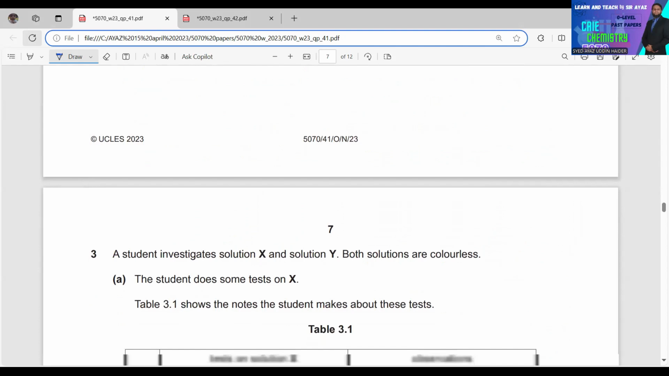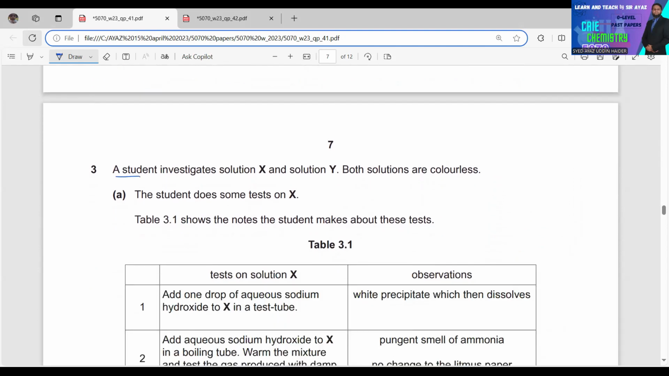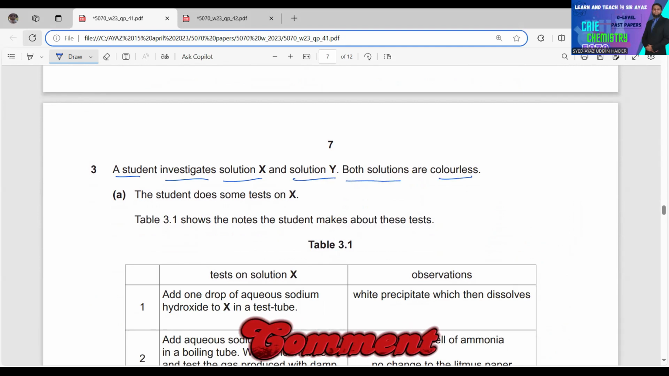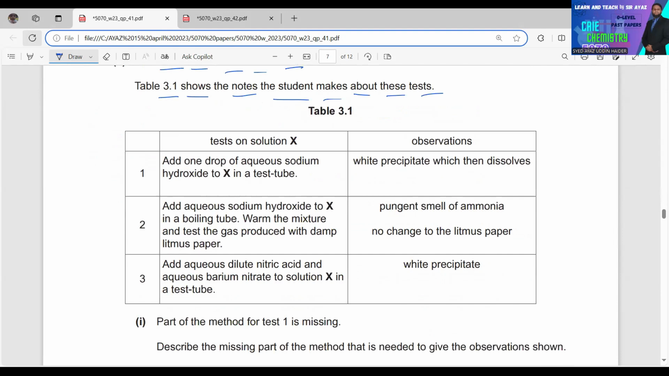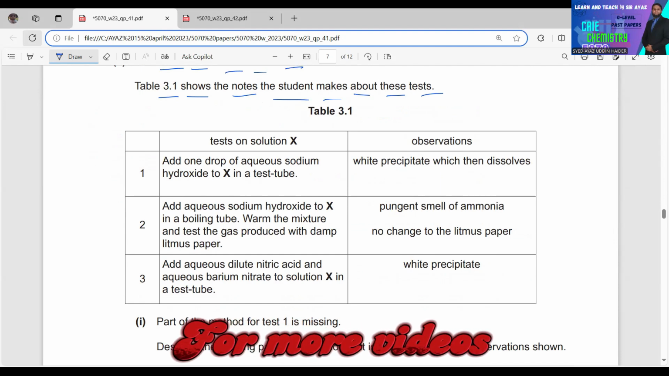Moving to the next question, which is question number 3. A student investigates solution X and solution Y. Both solutions are colorless. The student does some tests on X. Table 3.1 shows the notes the student makes about these tests. Test 1: add 1 drop of aqueous sodium hydroxide to X in a test tube. Observation: white precipitate which then dissolves.